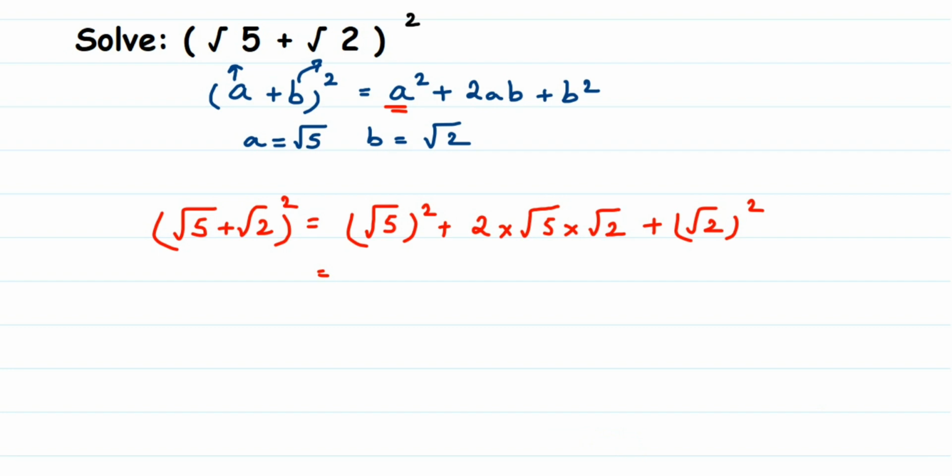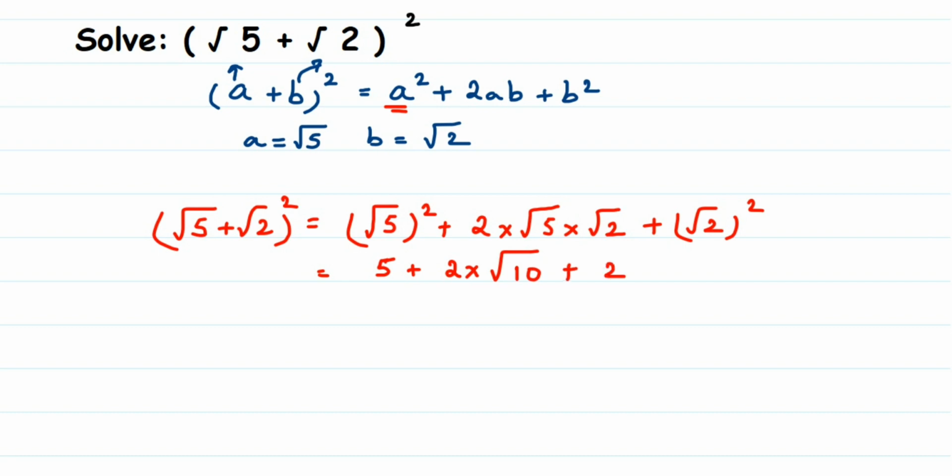So root 5 square will be equal to 5, plus 2 into, now when you're multiplying square roots, you can multiply them, but addition is not possible. You can add them only if you have the same number inside the square root. If you don't, you cannot add them. But in the case of multiplication, you can multiply them. When multiplying two different square roots, we put the square root and multiply the numbers inside. So it will be square root of 5 twos, which is 10. That's it. Plus root 2 square will be 2.